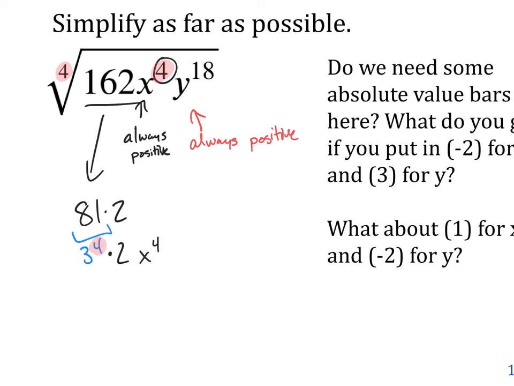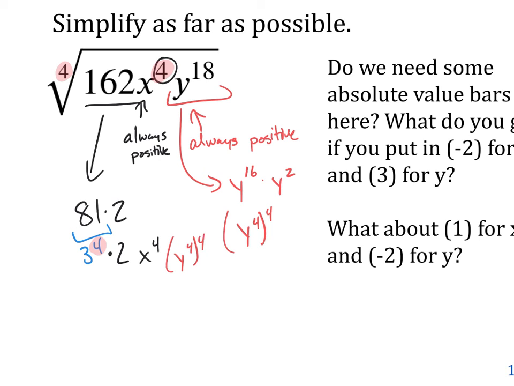And then y to the 18th, I could take y to the 18th and go, okay, well, this is y to the 16th times y squared. Or y to the 16th is y to the fourth to the fourth. Okay, and so what do we get here? Well, we're going to have y to the fourth to the fourth. Okay, we're still taking the fourth root of all of this stuff. And now we have some stuff that matches the index of the radical.